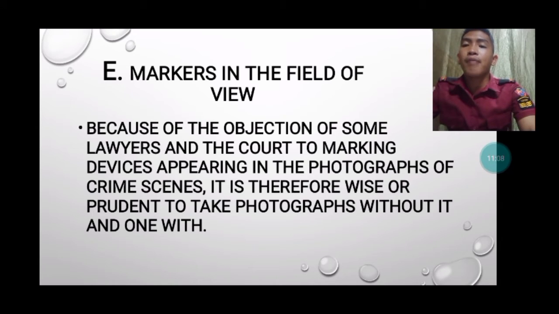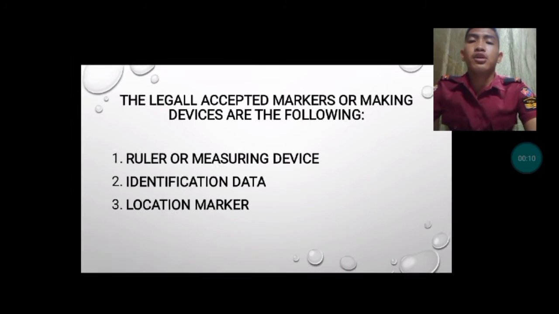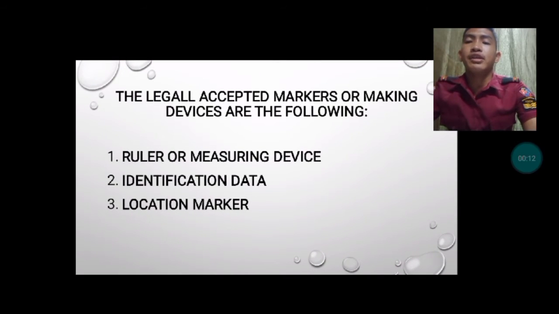Markers in the field of view. Because of possible objections from the lawyer to a marking device appearing in a photograph of the crime scene, it is wise or prudent to take one photo with it and one without. The legally accepted markers or marking devices are the following.